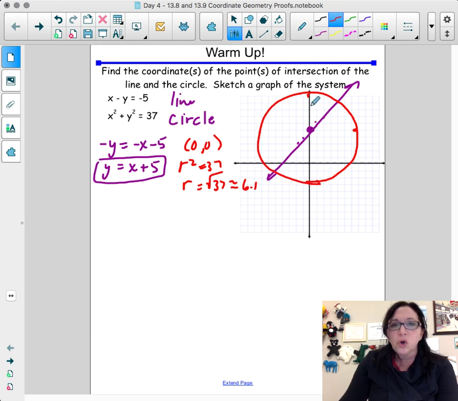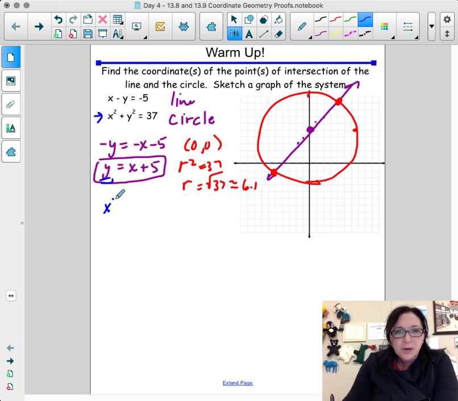Now, this is in no way accurate because I didn't count all the way over, but we're trying to find the intersection, which means I'm trying to find both of those 2 points. So in doing that, because I've already solved for y here, this is a system of 2 equations. I'm going to plug one of my equations into the other.